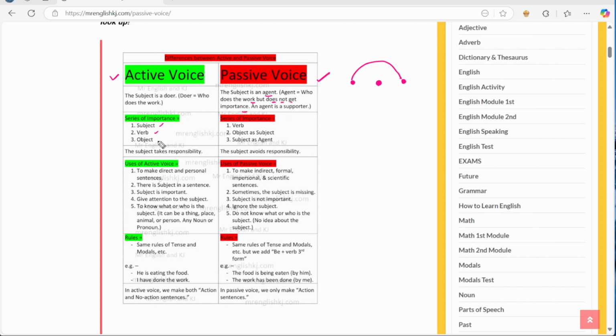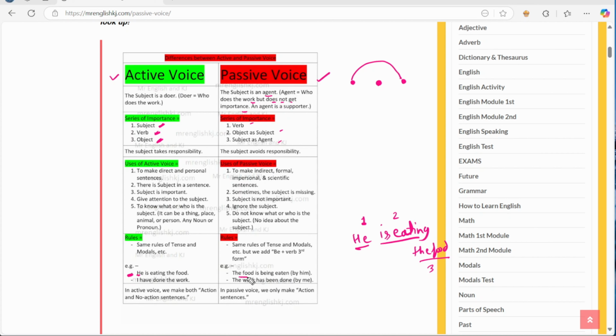Now, series of importance. Subject is the most, verb then object. And here, why it is like that? Let's take a look in the example. He is eating the food. Now, what is he? A subject. As you can see, he is in number 1 position in the front. Then we have is, then we have eating, which is verb. Second position, okay? First position, second position. And the third position is the food. Now, the food is the object, okay?